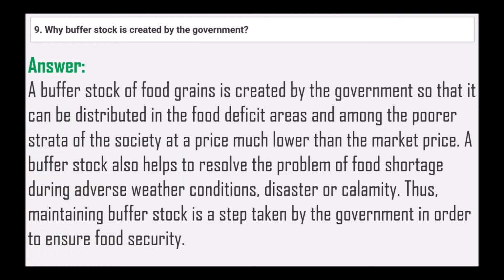Next, why is buffer stock created by the government? A buffer stock of food grain is created by the government so that it can be distributed in the food deficient areas and among the poorer strata of the society at a price much lower than the market price. A buffer stock also helps to resolve the problem of food shortage during adverse weather conditions, disaster or calamities. Thus, maintaining buffer stock is a step taken by the government in order to ensure food security.